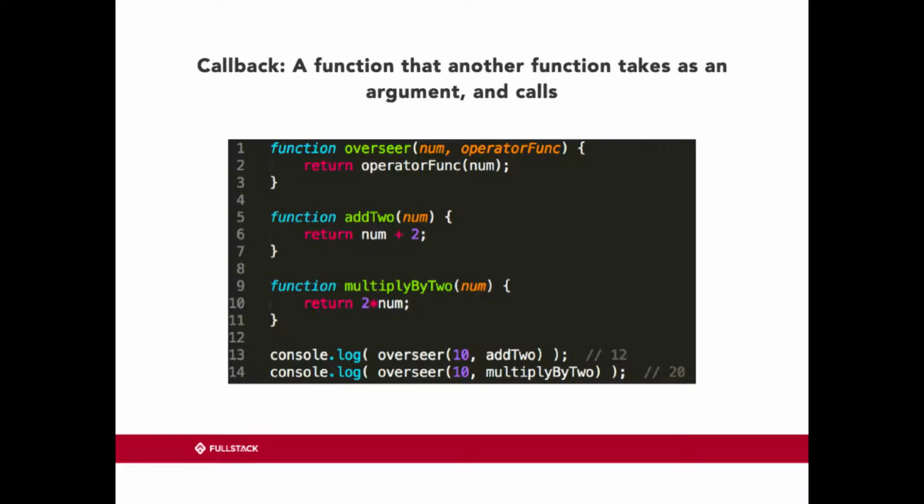So when we call 10 and then multiply by 2, we're passing in num is going to be 10, and this operator func is going to be multiply by 2, and then right away what we're doing is we're calling multiply by 2, passing in this value of 10 in here. So now we're inside of here, and we're just returning back 20. Multiply by 2 returns that 20 over here, and then this oversee function returns that 20 to the console log, and that's why we have logged out 20 at the end here.